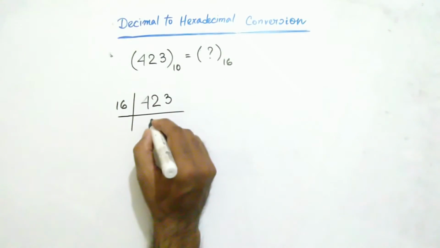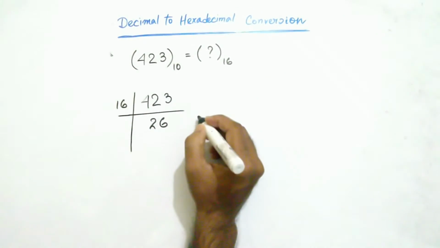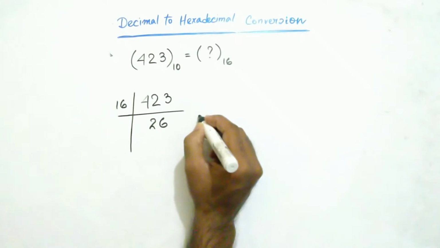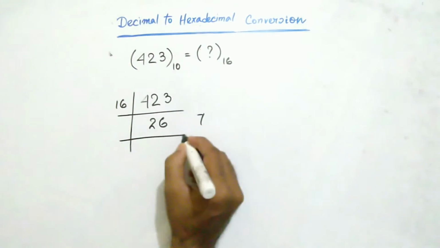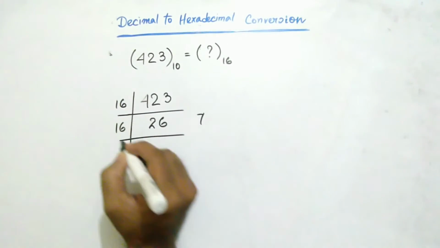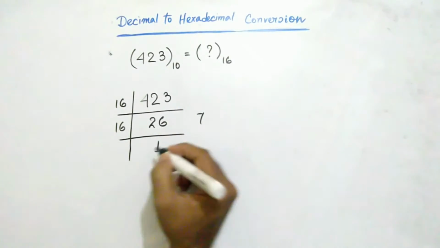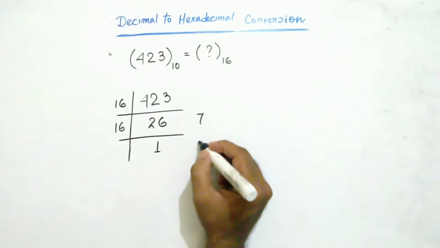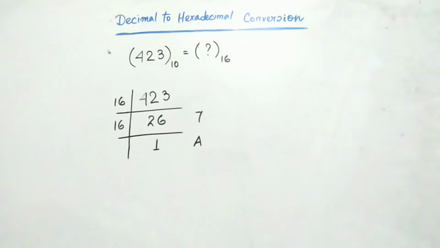So here the quotient comes as 26 and the remainder will be 7. Again we can further divide this number. It goes 1 time, and here the remainder is 10, but instead of 10 we are going to write the symbol A, because A represents 10 in hexadecimal.